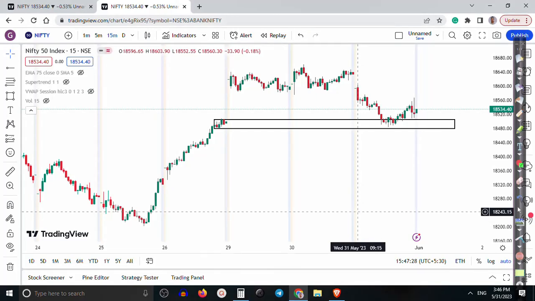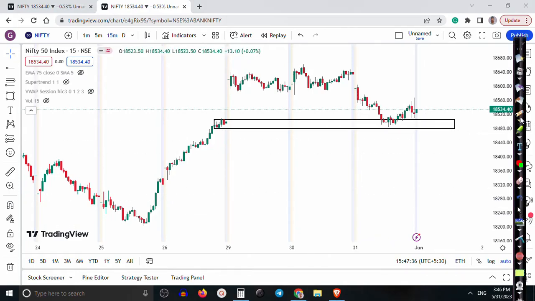Alright guys, this is the Nifty 15-minute chart. Let me show you where exactly we are going to enter tomorrow and where we entered today. So basically here you can see price made a sharp move up and finally formed a bridge.